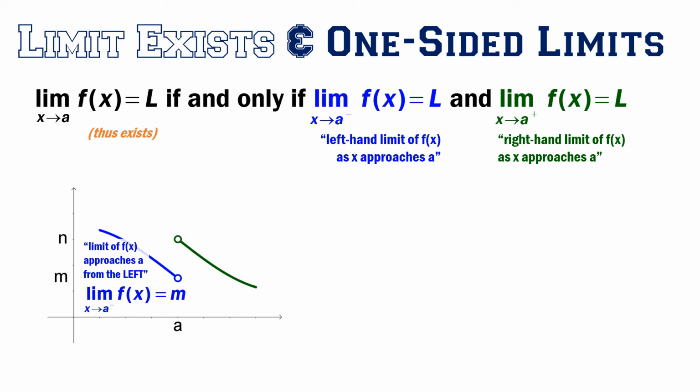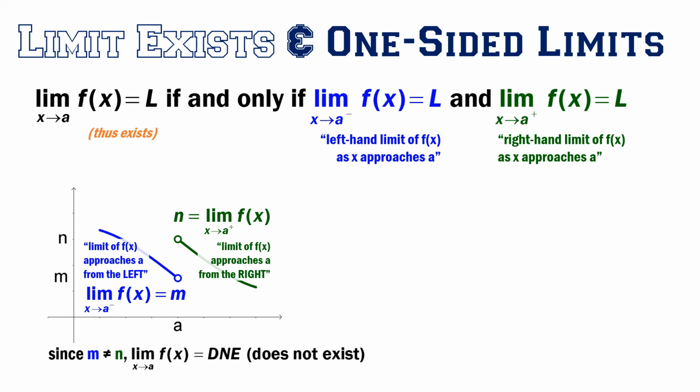See, what happens is you're on the left side and you're moving towards the right, towards a. And in this case, the curve's heights are dipping down to a height of m. On the other hand, we have a limit of f of x approaching a from the right. That's where you're already on the right side and we're moving towards the left, getting closer to a. In this case, the heights are working their way upward to a height of n. Well, the limits m and n do not equal each other.